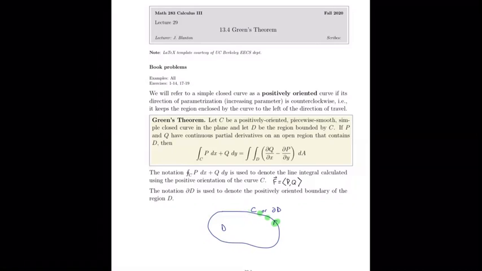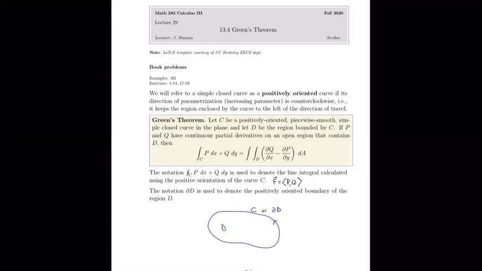Okay, and that's opposed to a non-positively oriented curve, or a negatively oriented curve, which would be traveling in the opposite direction, moving clockwise. Another way to think about it is if we're a positively oriented curve, as we travel C, we keep the region that we bound, D, on our left. Right? So the inside is always on the left of this curve. So that's a positively oriented, simple closed curve, and that's the basic object of Green's theorem, as well as the region D that such a curve encloses.